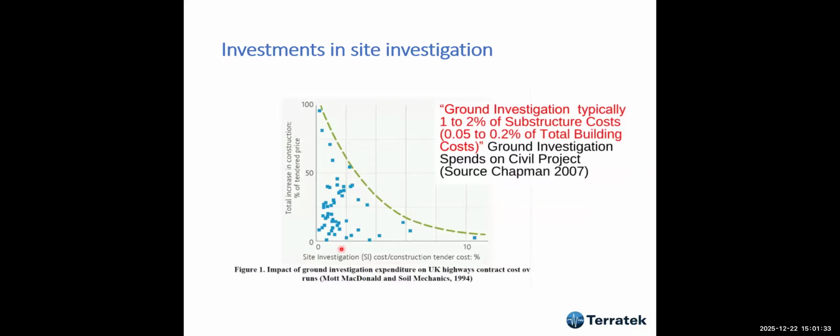Ground investigation typically costs 1 to 2% of the substructure cost and 0.5% of the total building cost. This is what this guy proposed. Okay, minimum, that's my view, 0.5% for embankment on soft soils.